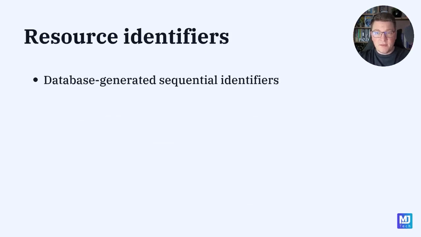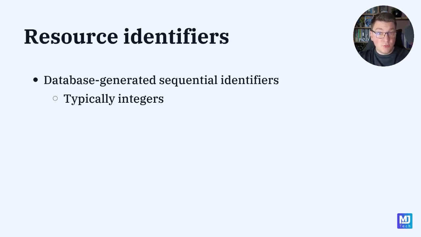Now in practice, the most common type of identifier you will see are going to be database-generated sequential identifiers. This is typically going to be an integer starting from 1 or some random seed value, and then this value will be incremented for each new row in the database. The benefit is that it easily allows you to find unique values. It is also naturally sortable in ascending or descending order, but it does come with some drawbacks.